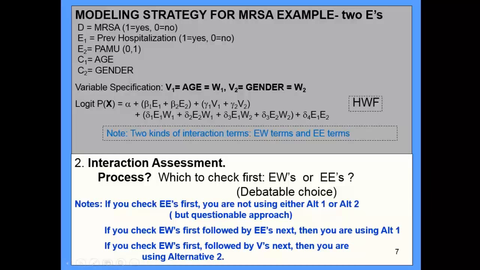And I'm saying, if you check the EE's first, here's the model. If I decide to test for whether this is significant, then I'm not using either one of those 2 alternatives, right? If I decide to test for the EE in this model, those alternatives said wait on the EE's. So that's not right. So I have to do one of the others. If I check the EW's followed by the EE's, then I'm using alternative 1. If I check for the EW's followed by the V's and then the EE's, then I'm using alternative 2. So I have 2 choices.